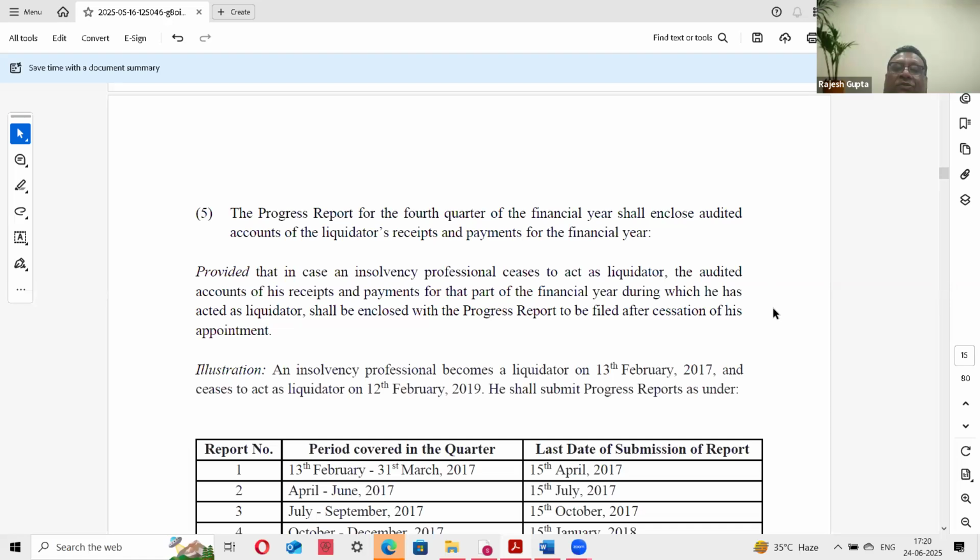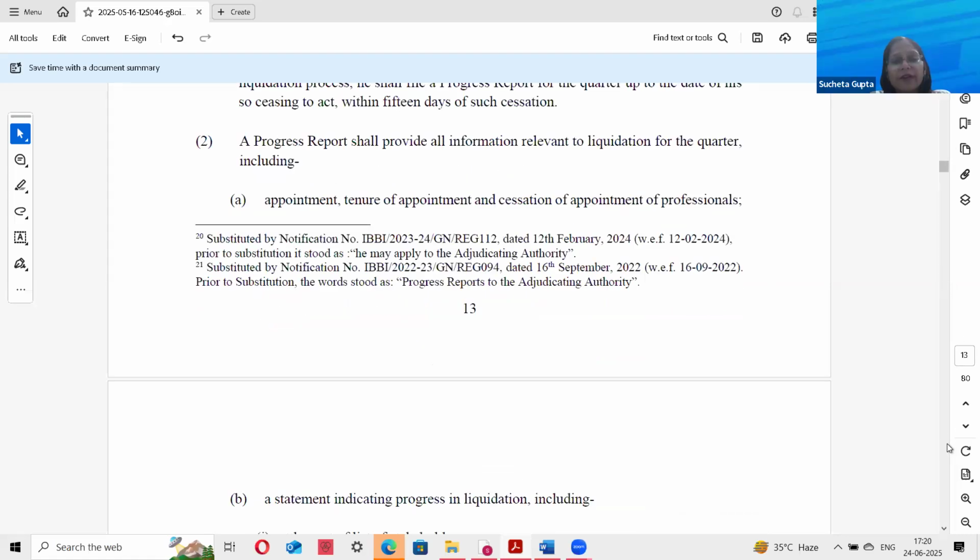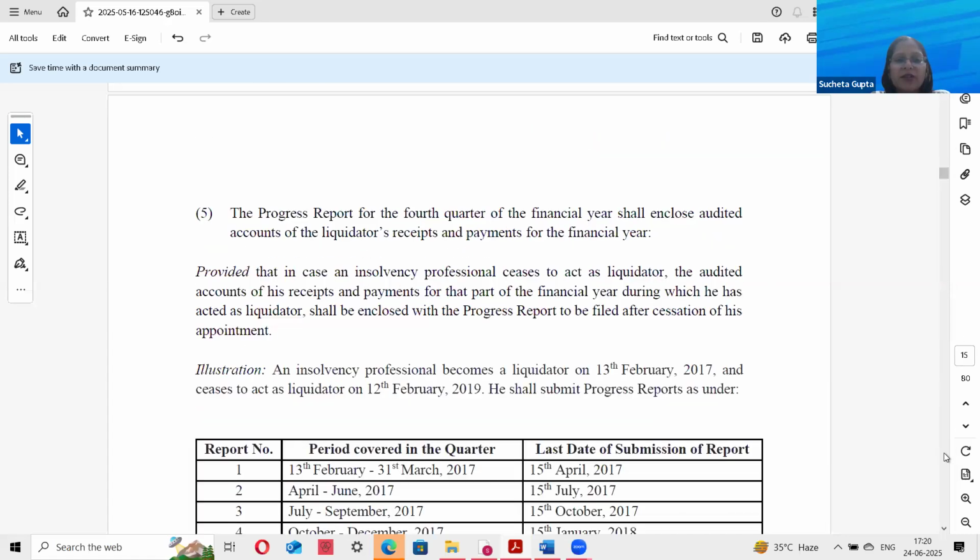I want to refer to the early dissolution regulations. Yes, you have early dissolution. So if you have filed the early dissolution, in that case also you are required to file your regular report, whatever is required as per the regulations. Only after the order is passed by the NCLT do you have to stop.